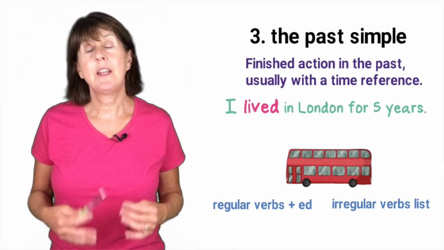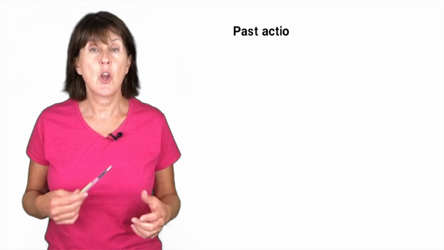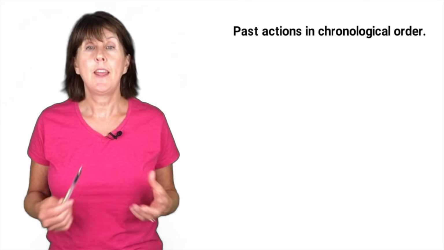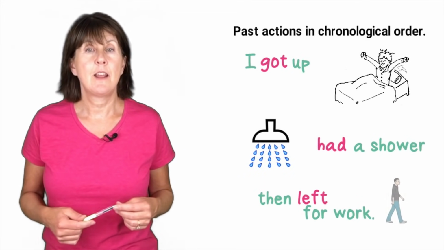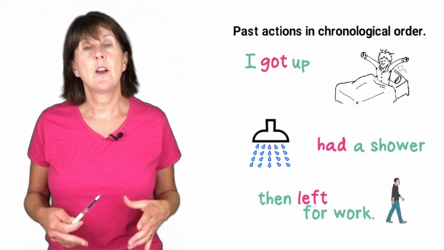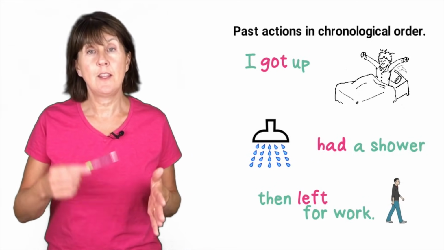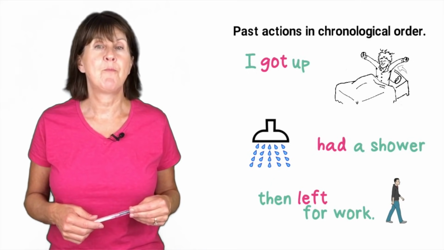The past simple is also used for past actions that occur in chronological order. So if you say, here I got up, had a shower and then left for work. These are all past actions in chronological order, in the order in which they happened. So you use the past simple.